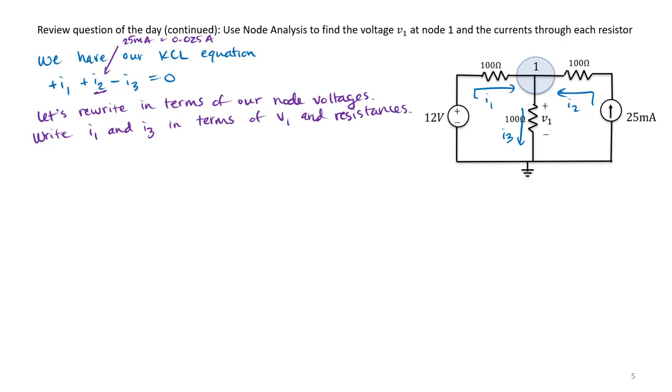Let's first consider I1. Well, we know I1 is flowing from the 12-volt source into node 1. Node 1 is sitting at voltage V1. So in this case, we can write our current I1 using Ohm's law.